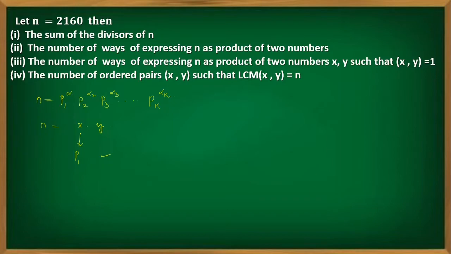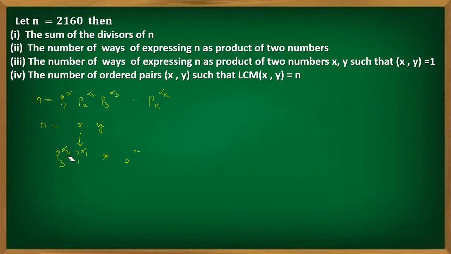p1 should not be present here. So therefore, if you have p1 here, meaning p1 to the power of alpha 1 must be in x, then p1 to the power of alpha 1 is not going to come here in y. So let's say I take here p2 to the power of alpha 2, then p2 to the power of alpha 2 is not going to be in x. You can have something else other than prime p2, so p3 to the power of alpha 3.